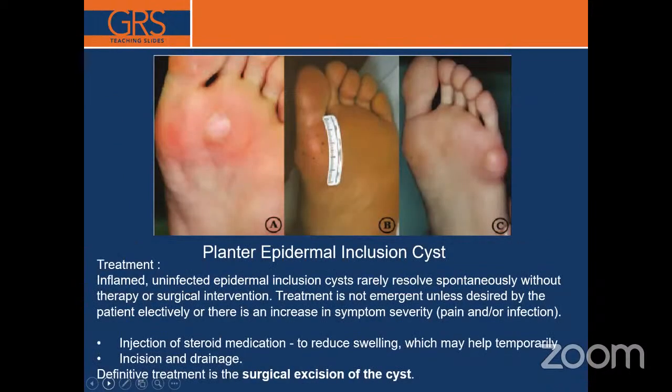So these are plantar epidermal inclusion cysts. Treatment of them, if inflamed or unimpacted, they rarely resolve spontaneously without any treatment or surgery. But treatment is not emergent unless it is desired by the patient or there is an increase in symptom severity, that is either pain or infection. Injection of steroid medication leads to a decrease in swelling, but it is temporary. Then incision and drainage, but the definitive treatment is surgical excision of the whole cyst.